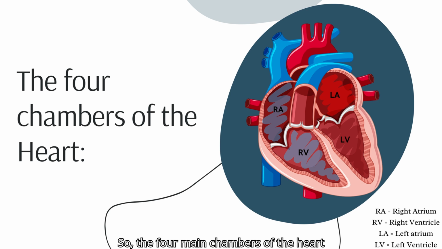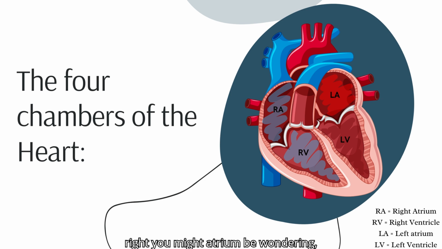So, the four main chambers of the heart are the right atrium, right ventricle, left atrium, and left ventricle. These four main chambers serve the most important role as they are the basics of the heart. There's actually a little key at the bottom right to help you better navigate the image. These chambers are what the blood passes through, and so it's the basic foundational anatomy of the heart.